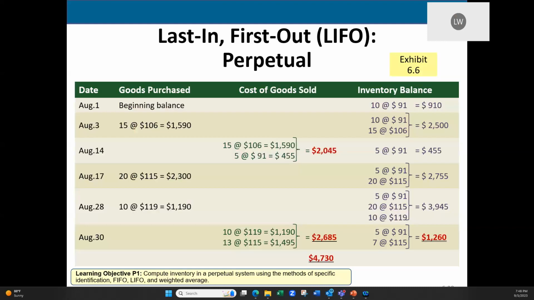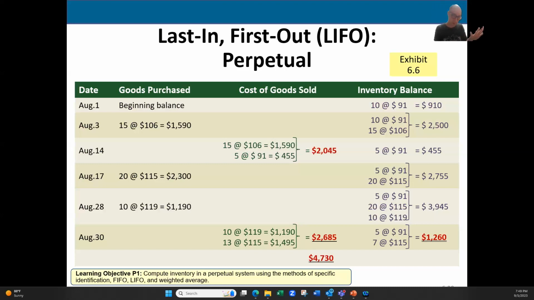So last in, first out. I'm going to sell those 15 bikes first. I purchased at 106 on August 3rd because they were the last ones to come in. So last in, first out. And then whatever is remaining, I'm going to take out of my beginning inventory balance. I started the month with 10, at $91 a piece. I sold 5 out of those 10 on August 14th, $91 a piece. Giving me a total cost of goods sold, August 14th, $2,045.